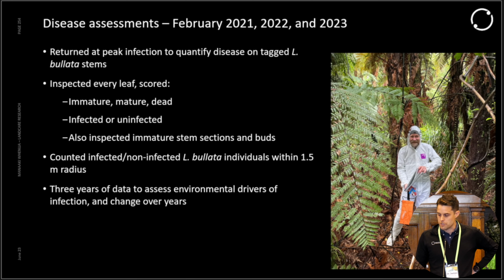And then we also looked at immature stem sections and buds, so other young tissues that were associated with them. Then we also counted the number of infected and non-infected Lophomyrtus bullata individuals within a 1.5 metre radius of those focal plants. And as I said, we have 3 years worth of data to look at how those numbers change over the years.